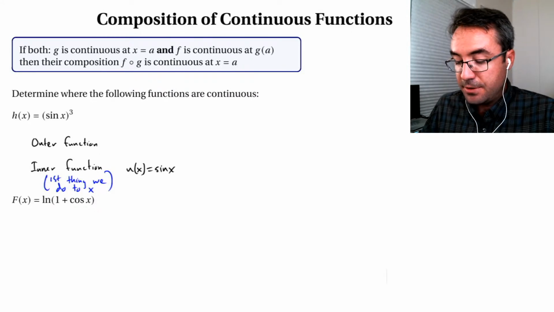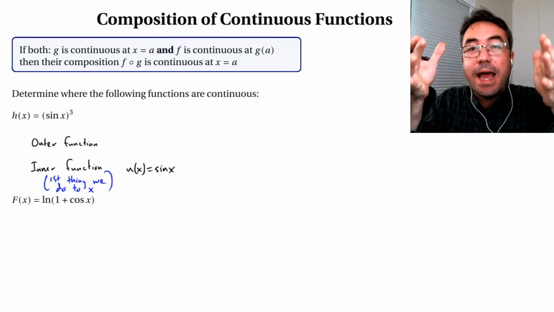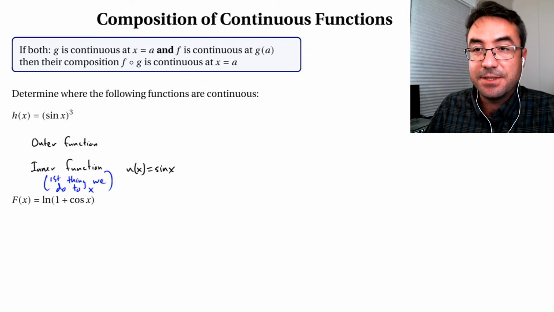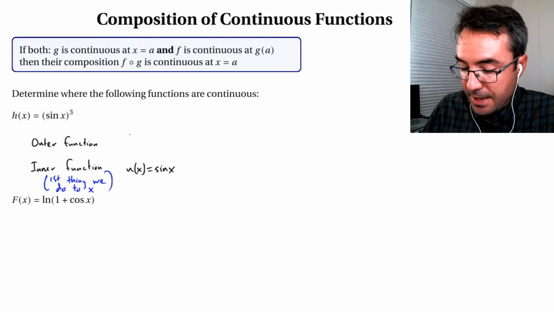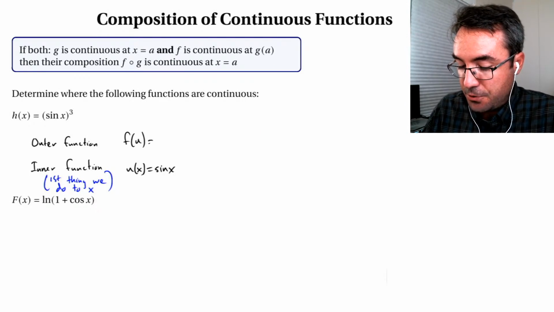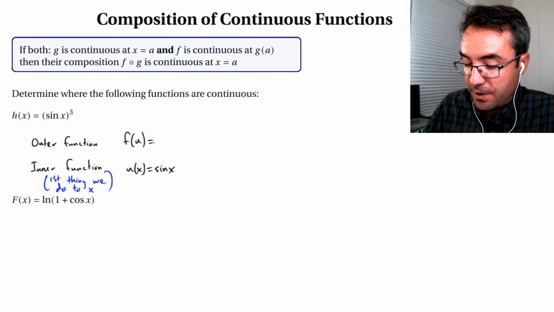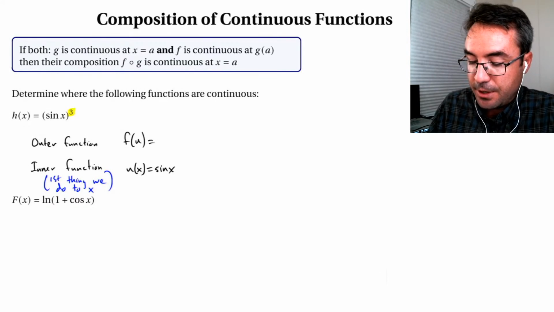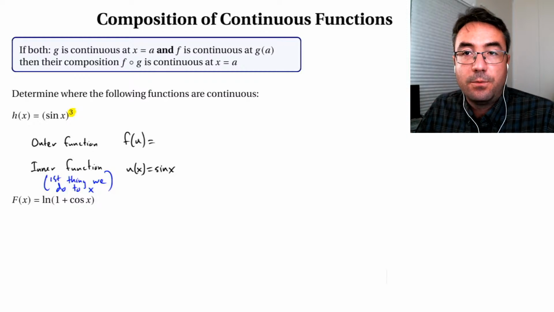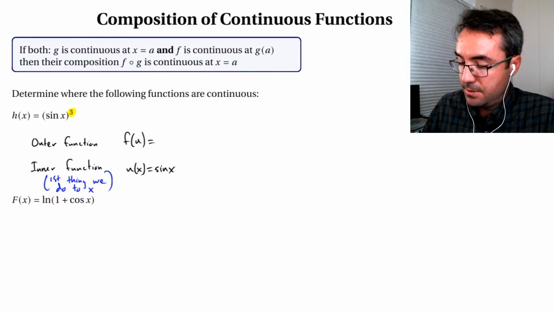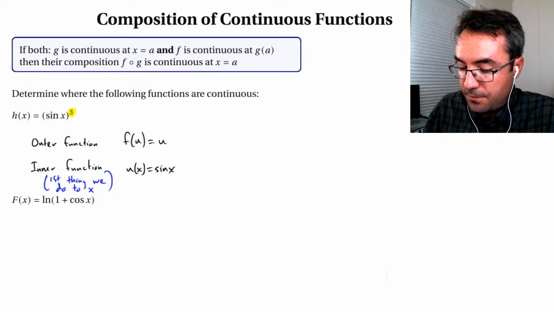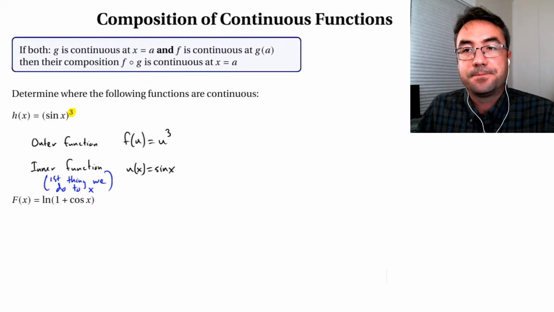And then the outer function, when you're looking at it, is what happens sort of on the outside. So it's the last thing we do. And I'll call this f of u. And it's the cube function. So the very last thing we do here is we cube whatever we get from our sine function. So our outer function is going to be u cubed.